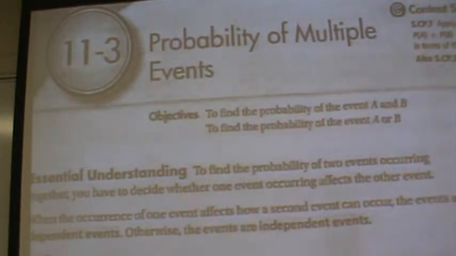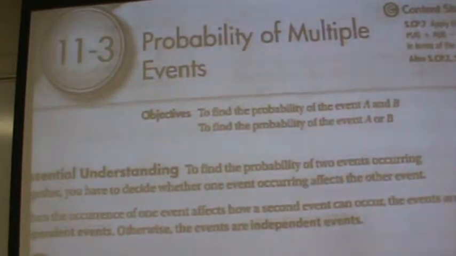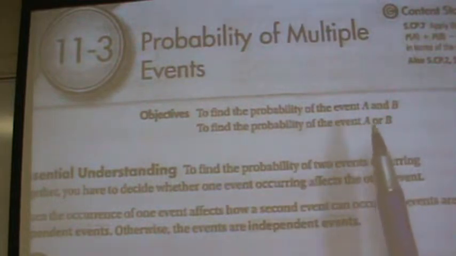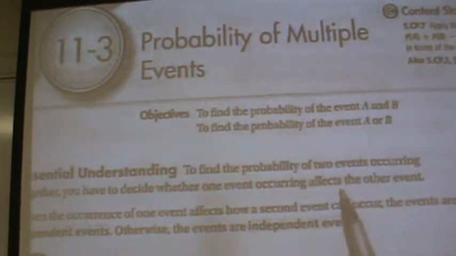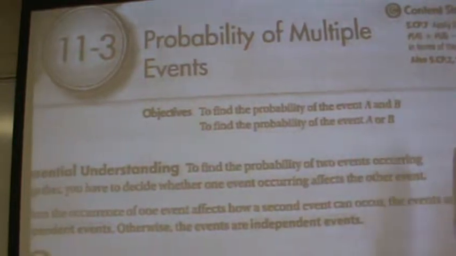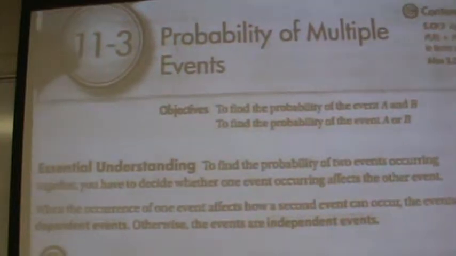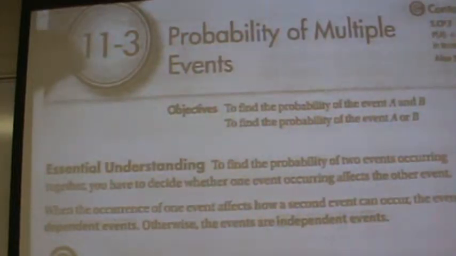If I said we had event A and B happening, today you're going to learn how to find the probability that A and B occur, or that A or B occur. It just depends on what the problem is. You're going to have to know whether the two events are independent of each other or dependent. So let's first talk about whether the events are independent or dependent. So what does independent mean?